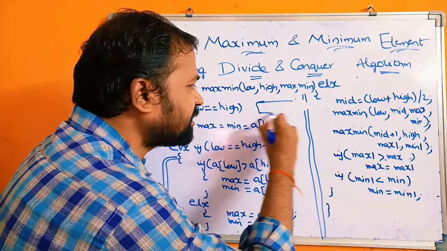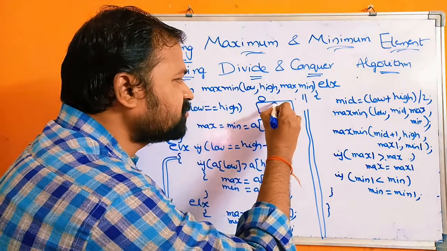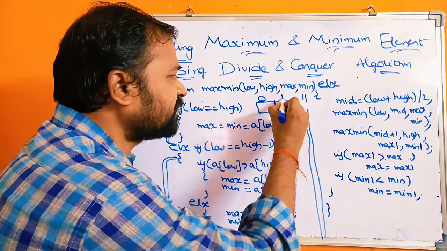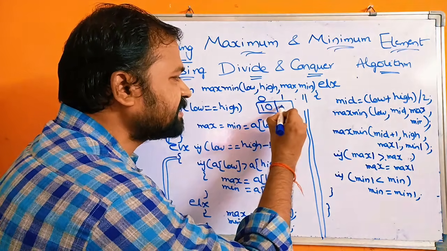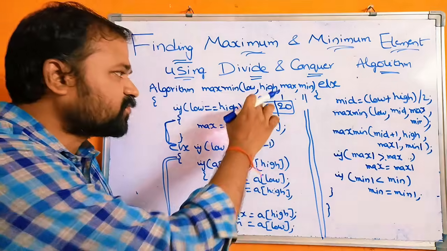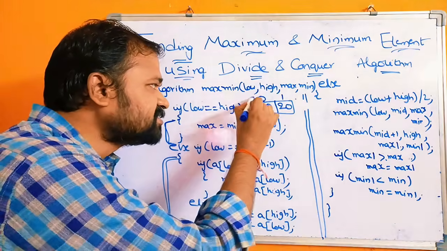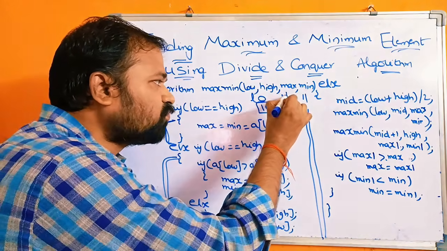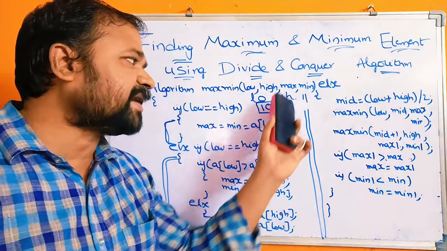Let the list contain two elements. Let the low value be 0 and the high value be 1. Here the first element is 10 and the second element is 20. So what is the low value? The low value is 0. What is the high value? 1. Okay. Low value is 0, high value is 1.